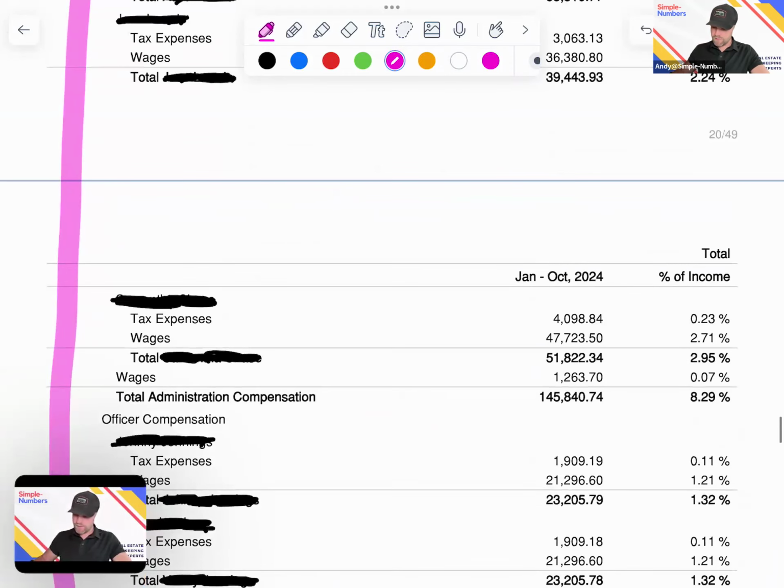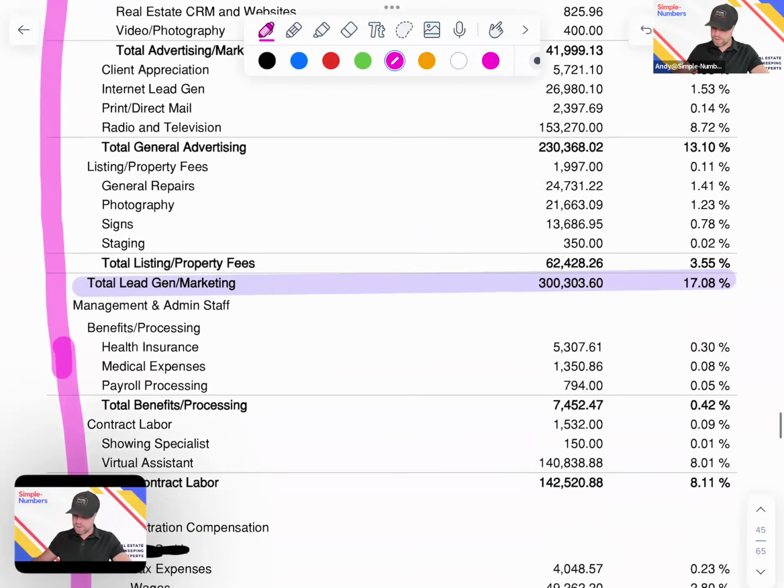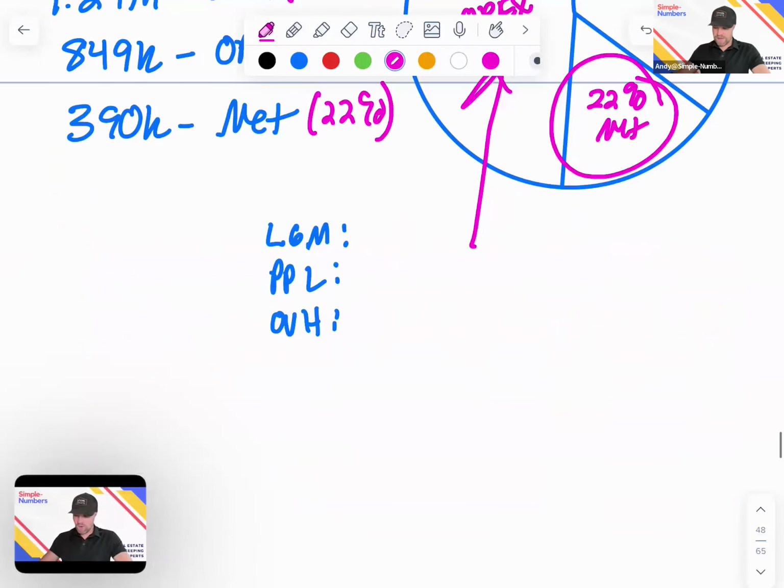And we have, and I'm sorry, I said lead gen marketing first, but that was overhead, people, and lead gen marketing. So let's write down what they spent on those. Lead gen marketing, he's at 17% of the revenue. People is at 16%. It shows 19% on paper, but 3% of that was to him, the owner, in salary. And then 12% on overhead.